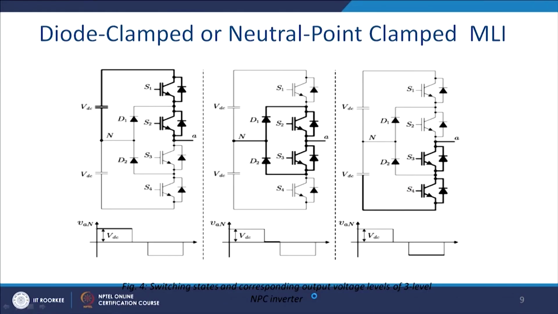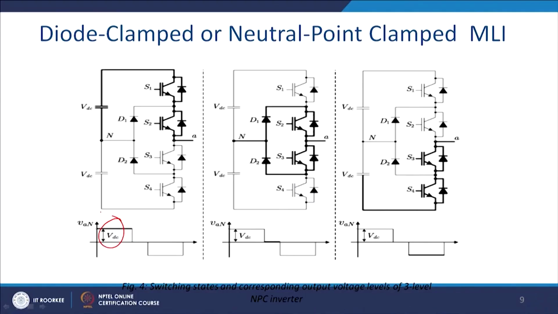Now, this is the mode of conduction. When the upper switches are on, it has been bolded. So, in S1 and S2, you get a positive DC bus voltage between the points N and A. So, you get this voltage. Similarly, when S2 and S3 are on, later we can write S2 as S2 bar.